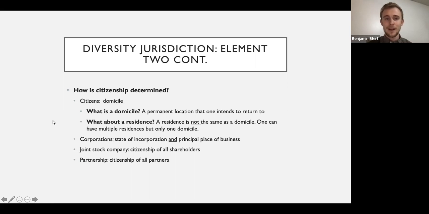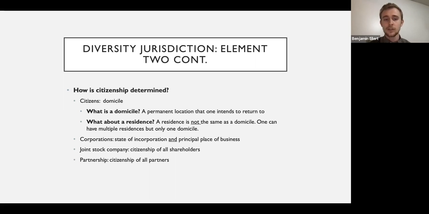As I said before, and as you're likely asking yourself as this is day one, how is citizenship determined? For citizens, you can look at domicile. Domicile is a permanent location that you intend to return to. It's a lot different than a residence. You can have multiple residences, but you can only have one domicile. You can change it, but you can only have one.